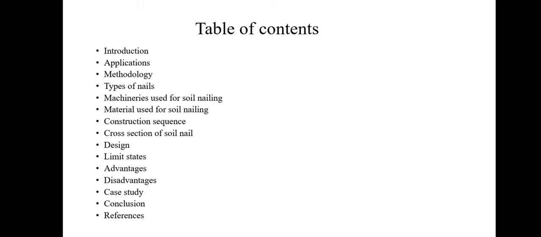So, here is the table of contents, which includes introduction, applications, methodology, nail types, machineries, and materials used for soil nailing. It also includes construction sequence, cross section of soil nail, design and limit states, and advantages and disadvantages of the soil nail.